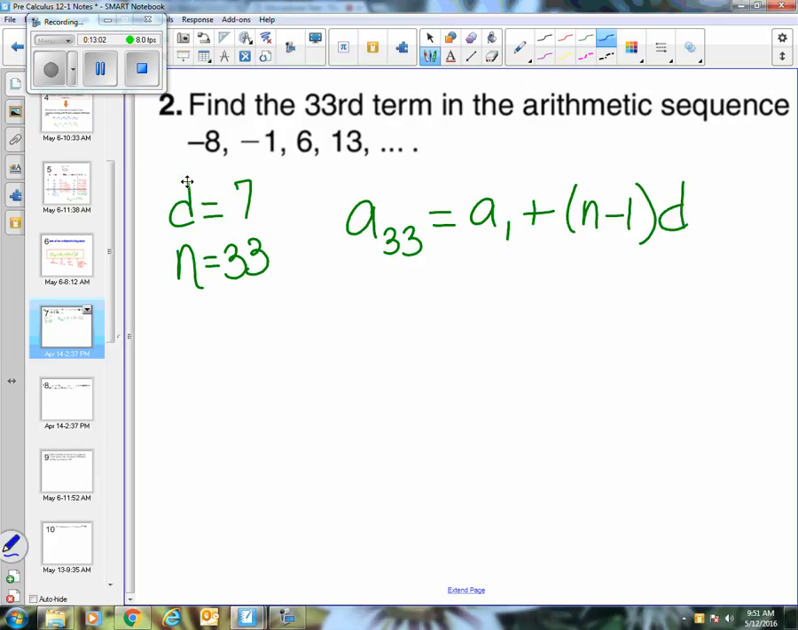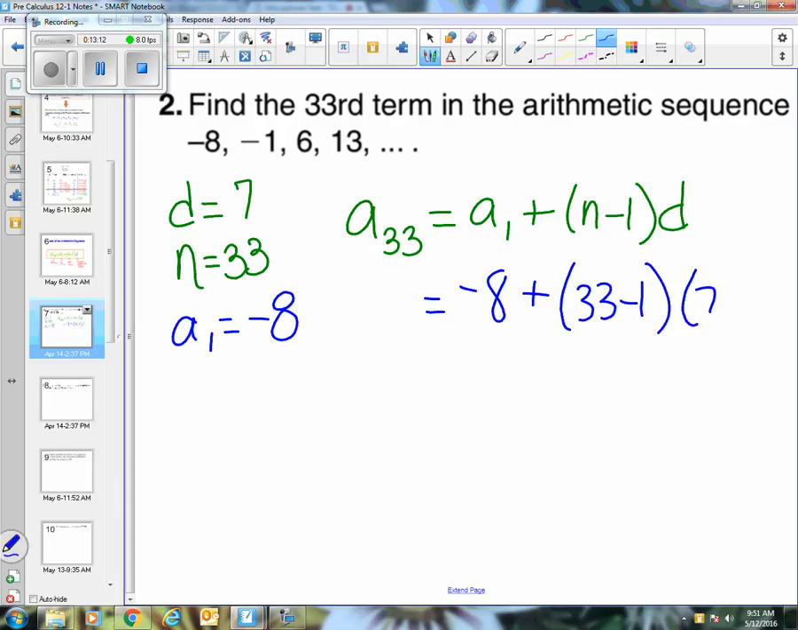All right, so I have a first term. My A1, my first term in the sequence, is -8. My n is 33, and my common difference we figured out was 7. Now, in order to figure out this 33rd term, instead of writing all 33 terms, I'm going to jump ahead and figure out all of those common differences at once. So 33 minus 1 is 32 times 7.